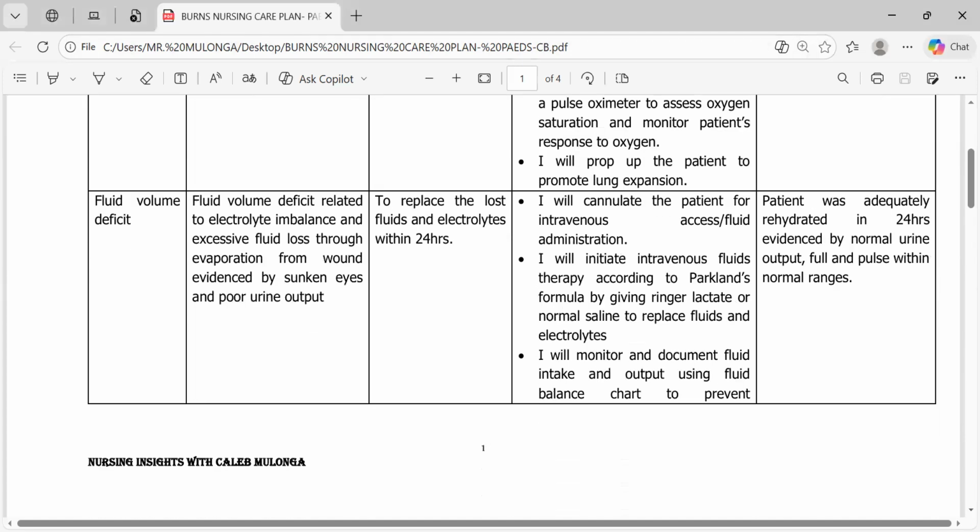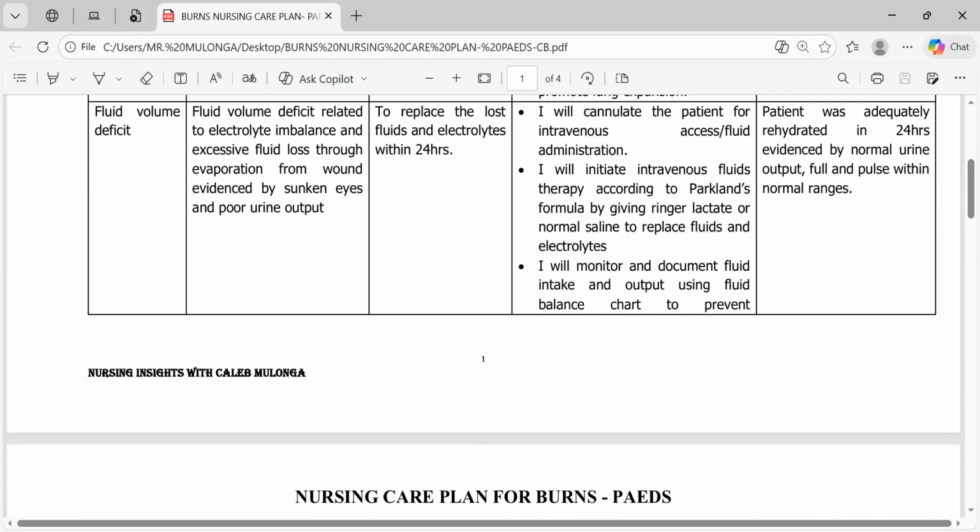which is fluid volume deficit. Because this patient has burns, these burns have removed the skin. There's exposure, because the skin has been removed. Remember, one of the functions of the skin is that it helps in maintaining fluid balance. Because the skin is no longer there, we can lose more and more heat and water through evaporation. That is why we are having fluid volume deficit.